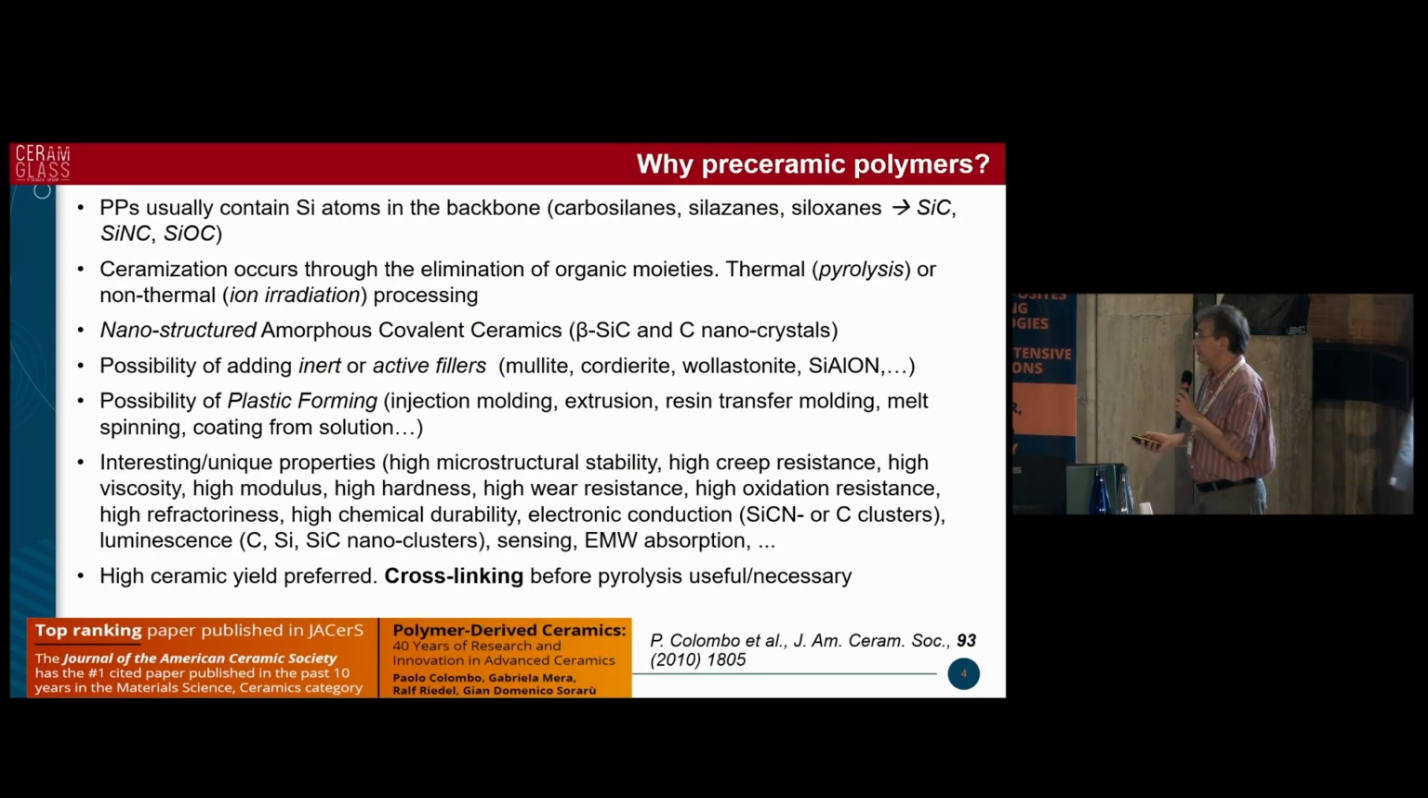I would also like to mention that ideally you want a high ceramic yield, and this means that if you start from 100 grams of preceramic polymer, you would like to end up with the highest amount of ceramic after that. Good preceramic polymers have a ceramic yield that can be as high as 98%, which is related to the molecular structure of the precursor.